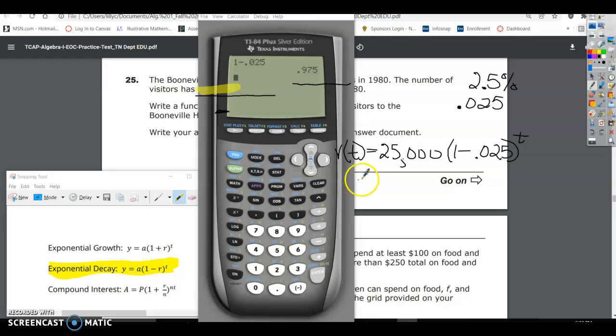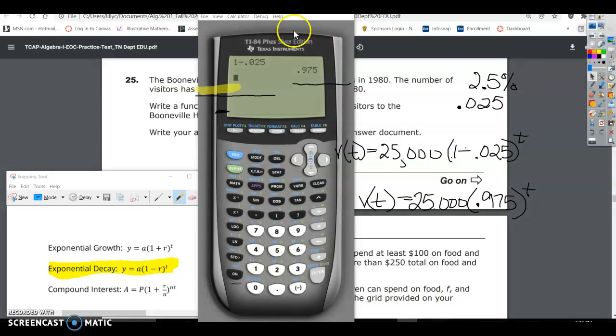So I'm going to have V of t equals 25,000 times, I'm going to move that down a little bit because that's right in the way where you can't read it. Almost have too much on the screen here, don't we? All right, so we got V of t equals 25,000 times, instead of 1 minus 0.025, which this probably would count as well, but we're just cleaning it up a little bit, 0.975 raised to the t power.